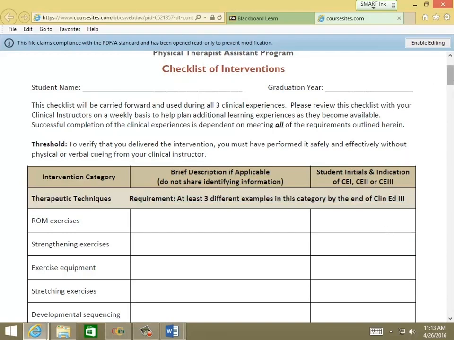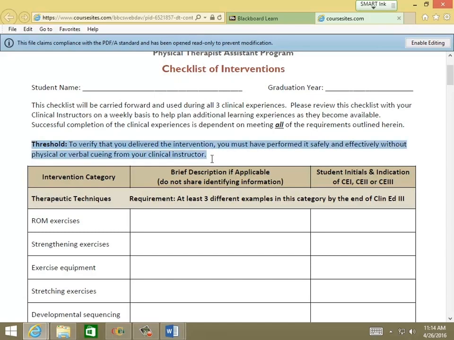At the end of the clinical, the student will come to you, and for any interventions that they provided treatment for during that particular clinical, we will ask that you sign off on the form verifying that the student did indeed have that intervention experience. So you'll see that there are thresholds set on these forms as well.